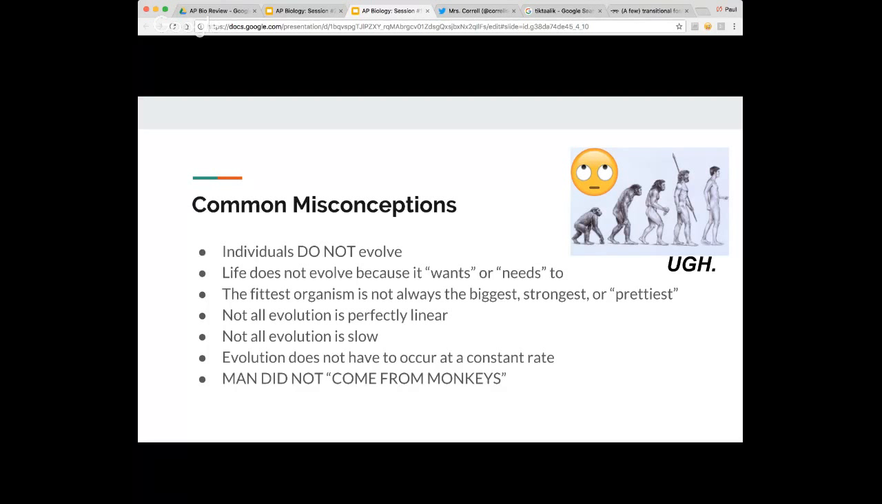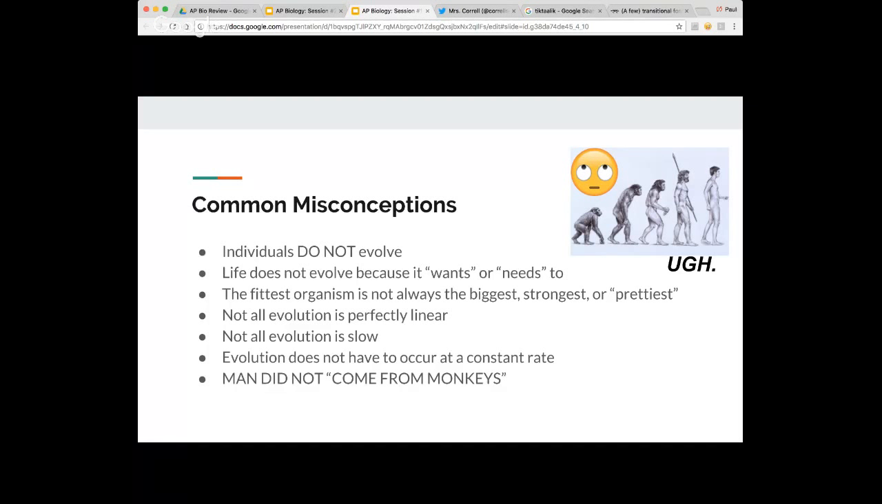And finally, my favorite misconception: man did not come from monkeys. No one said that. Ugh, this drawing, it's so gross. That is not how it worked. We share a distant common ancestor with what we see today as the great apes. But yeah, there's no man came from monkeys thing. That's not really a thing.